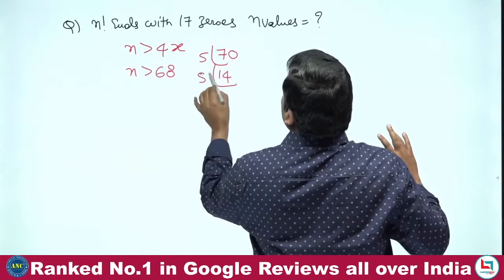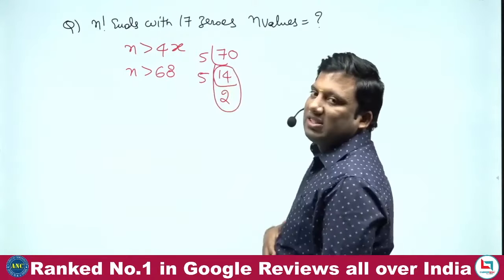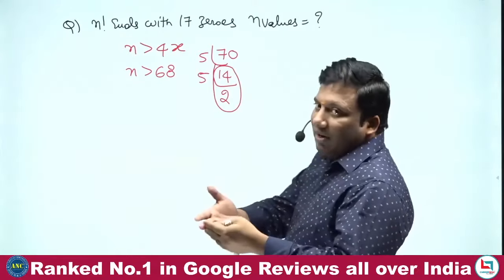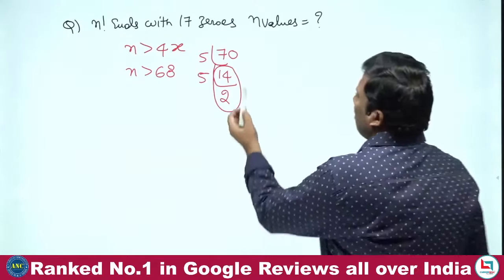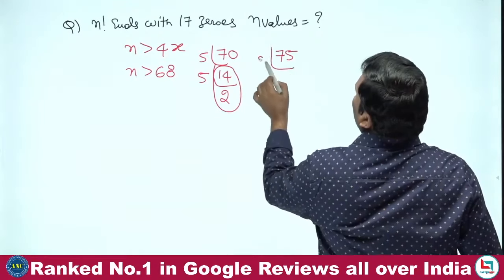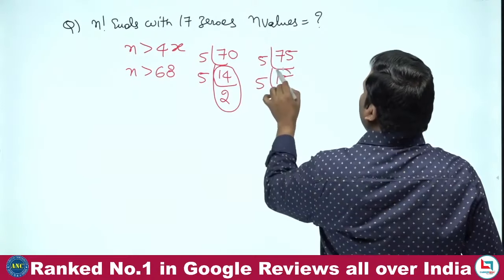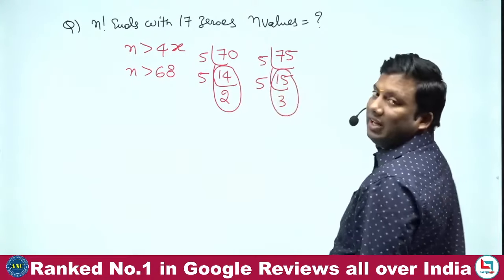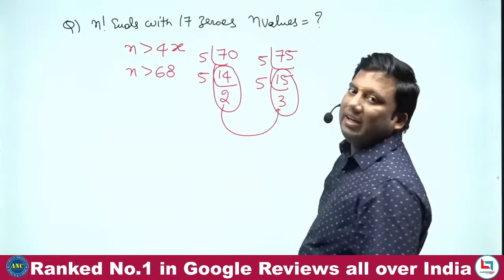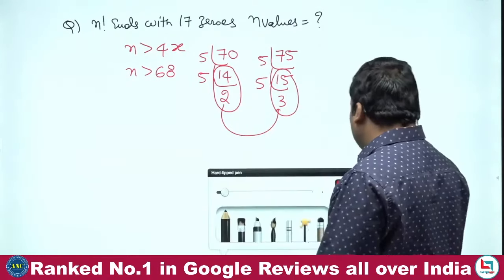5 14s are 70, 5 2s are 14, plus 2, 16. 70 factorial contains 16 zeros. 71 factorial also has 16 zeros. So what is the next multiple of 5? 75. 5 15s are 75, 5 3s are 15. 15 plus 3, 18. From 16 zeros, there is a jump to 18 zeros.